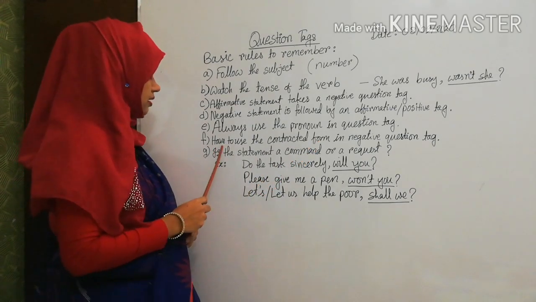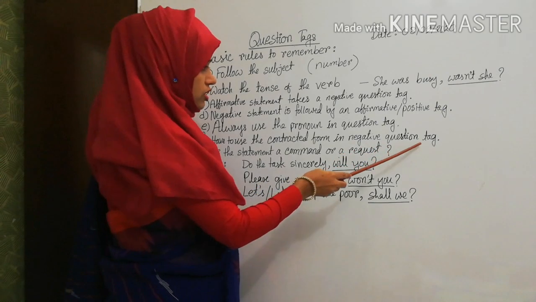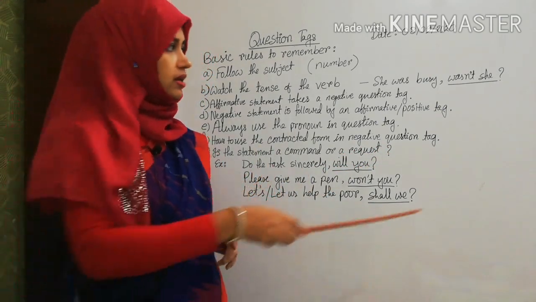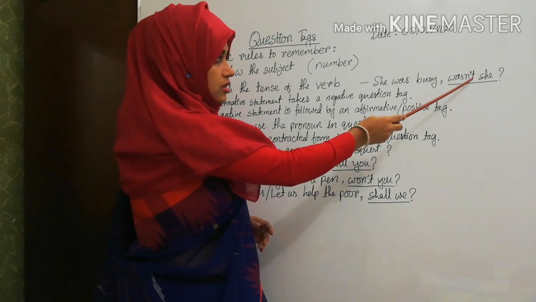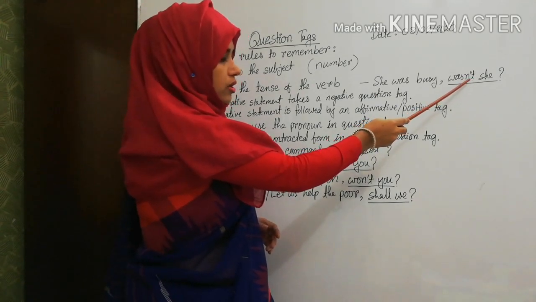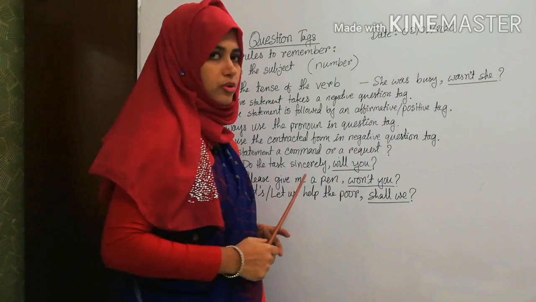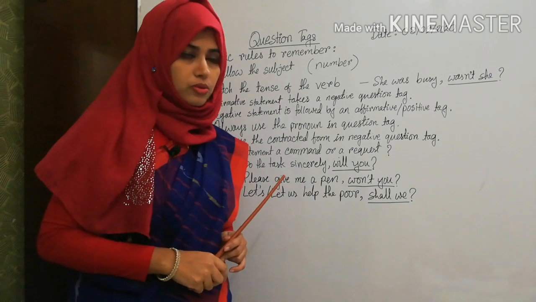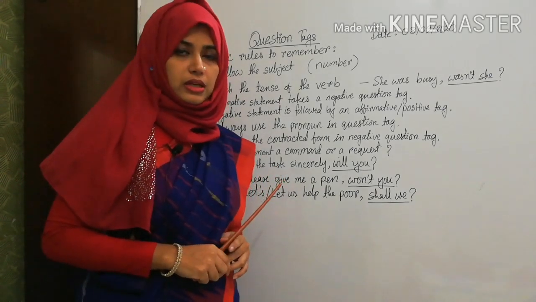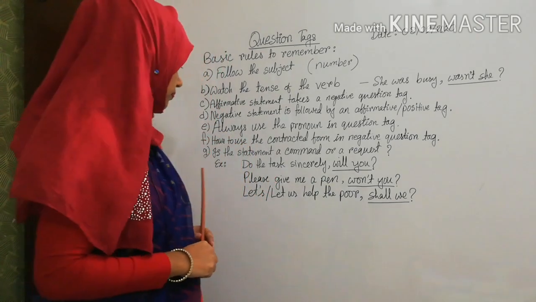Next is you have to use the contracted form in negative question tag. So, while we are using, again see the example, wasn't, we have used the contracted form. This is the contracted form when we are omitting the O and using an apostrophe. This is called contracted form. So, when we are making a negative tag, in that case we have to make it in contracted form.